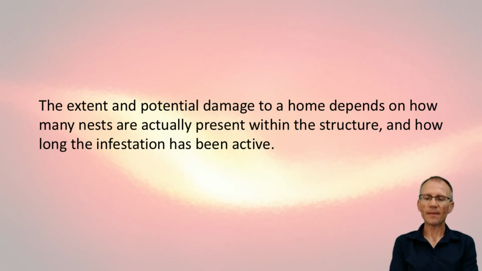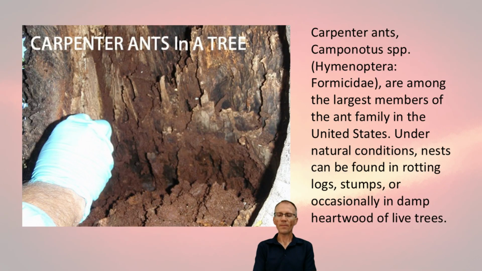The extent and potential damage to a home depends on how many nests are actually present within the structure and how long the infestation has been active. Carpenter ants, Camponotus spp., Hymenoptera, Formicidae, are among the largest members of the ant family in the United States. Under natural conditions, nests can be found in rotting logs, stumps, or occasionally in damp heartwood of live trees.